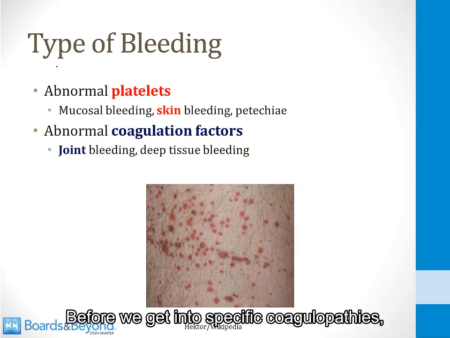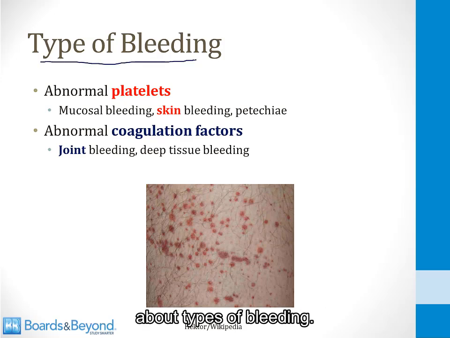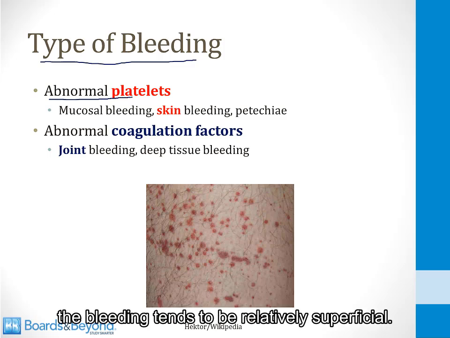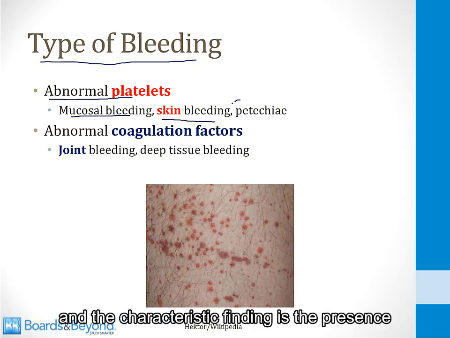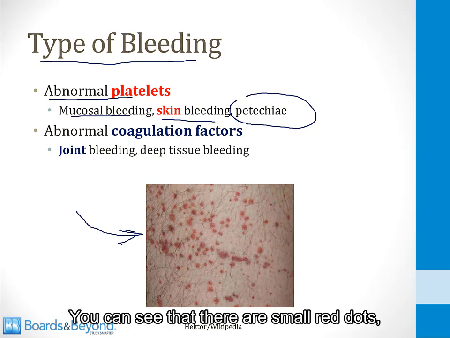Before we get into specific coagulopathies, I want to mention a general rule of thumb about types of bleeding. When bleeding problems develop from platelet abnormalities, the bleeding tends to be relatively superficial. So this may present as mucosal bleeding, skin bleeding, and the characteristic finding is the presence of petechiae on the skin. These are petechiae shown on someone's skin on the screen here. You can see that they are small red dots, and this is what happens when there are platelet abnormalities.